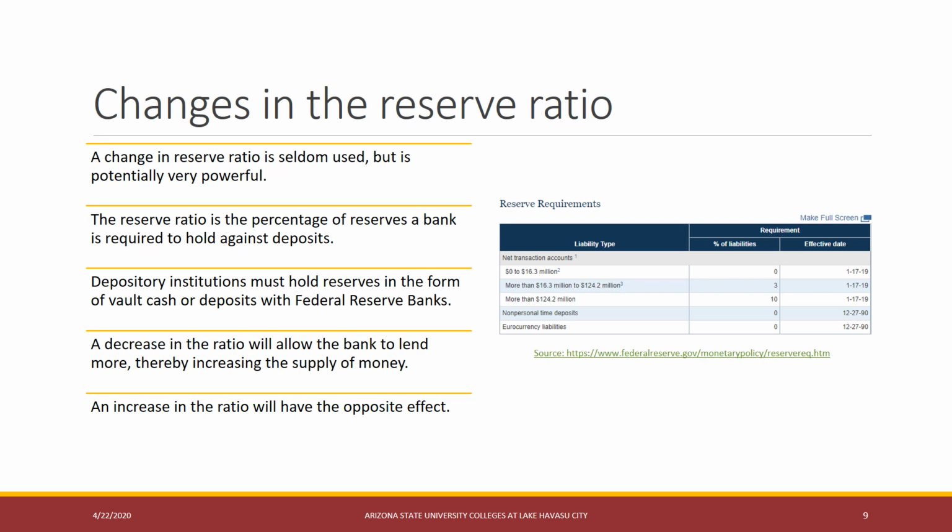One more tool is changes in the reserve ratio. A change in the reserve ratio is seldom used, but it is very powerful. It is the percentage of reserves a bank is required to hold against its deposits. Depository institutions must hold reserves in the form of vault cash or deposits with the Federal Reserve banks. A decrease in the ratio will allow the bank to lend more, thereby increasing the supply of money. An increase in the ratio will have the opposite effect. You can check this website to see the current reserve requirements.